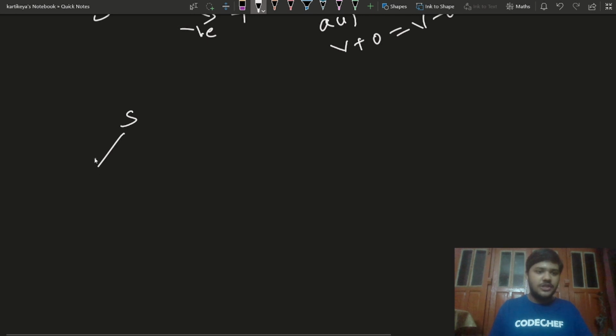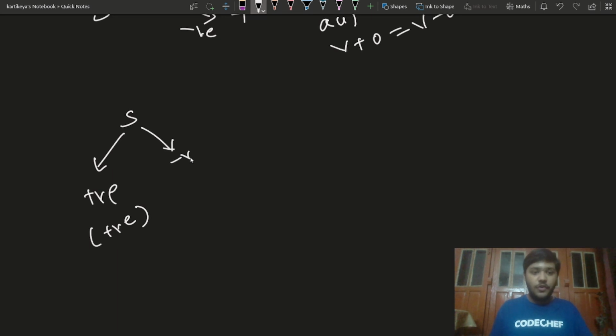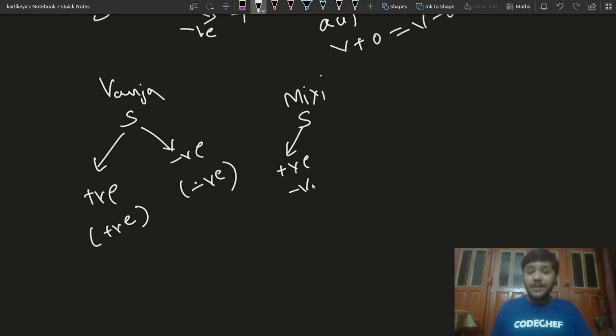If s is positive, Vanja would assign the current element positive. If s is negative, Vanja would assign the current element as negative. This is the strategy for Vanja. What would be the strategy for Mixi? If s is positive, Mixi would assign the current element as negative in order to decrease the magnitude. If s is negative, Mixi would assign the current element as positive in order to decrease the magnitude. Okay, so we are clear about the strategies of both Vanja and Mixi.